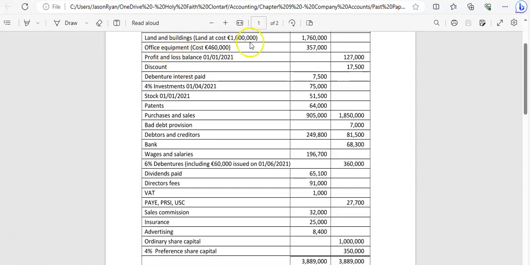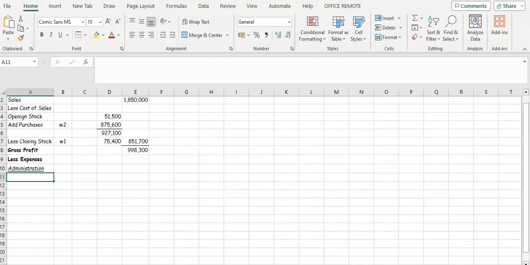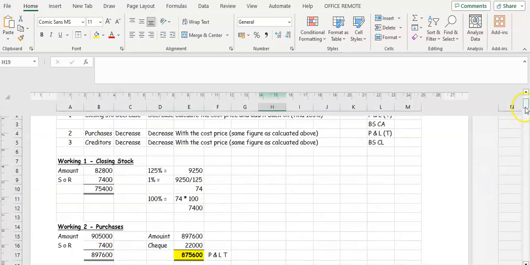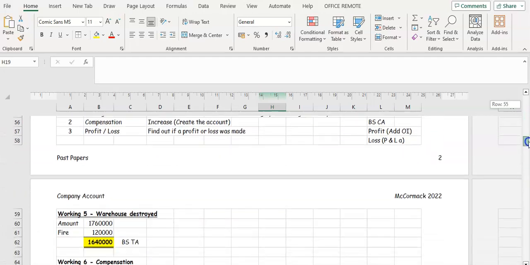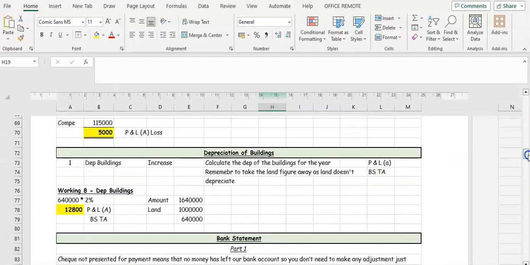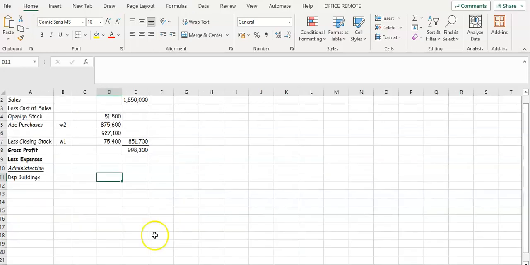Okay, so land and buildings. Land and buildings doesn't go in, but our depreciation will go in. So we're going to have depreciation on buildings. And our depreciation is part of our workings. So let's go back and have a look at our workings. So workings then for depreciation. We got working 8 of 12,800.